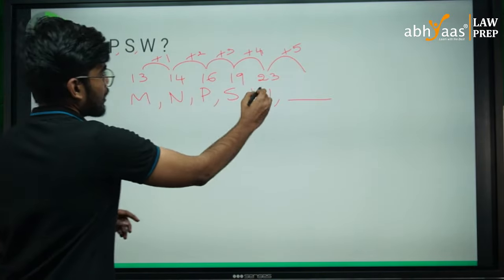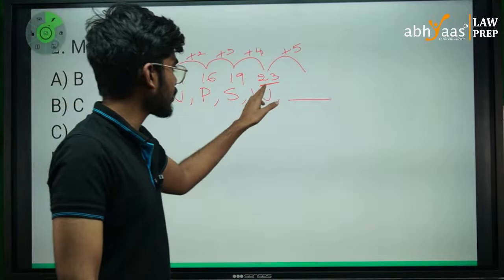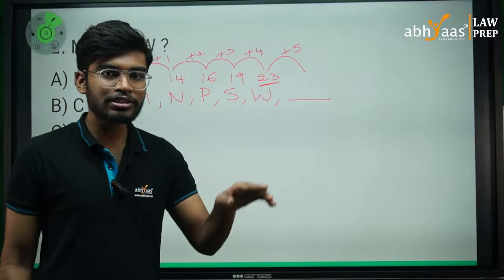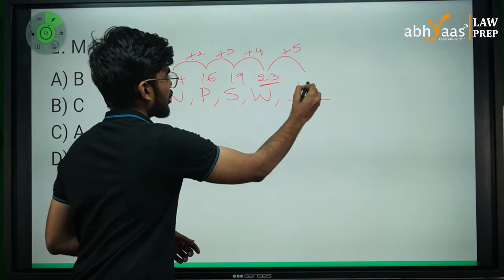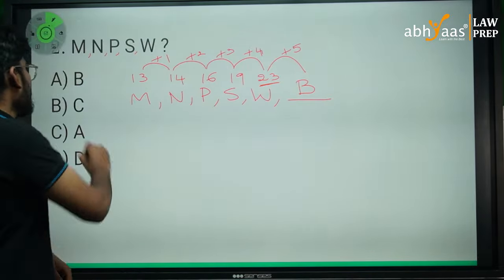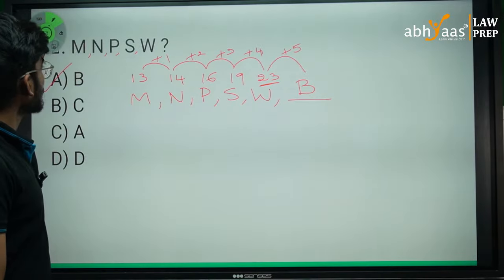It is 23. 23 plus 5 means how much? Or else you can do another thing. 23 plus 5 is 28. 28 minus 26 is 2. The second alphabet is B. So in that way, you can answer this as B, which is in option A. Moving to the next question.